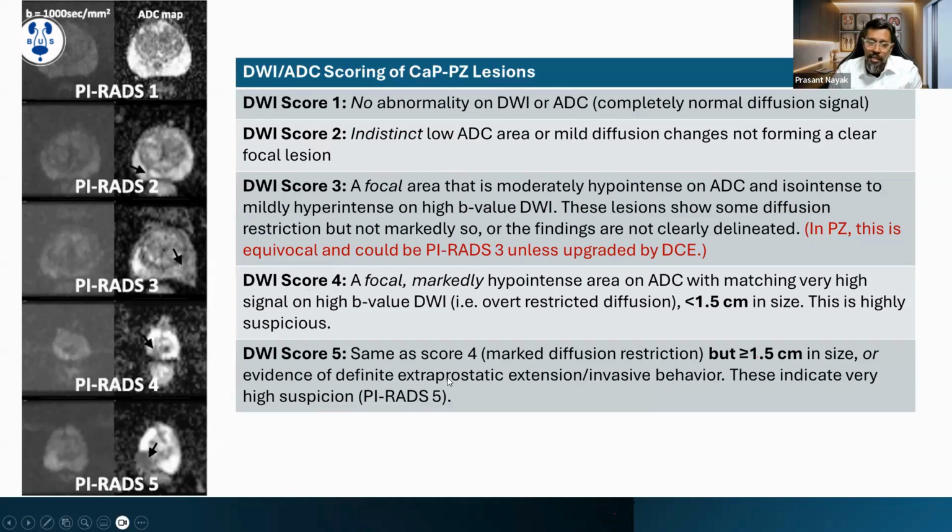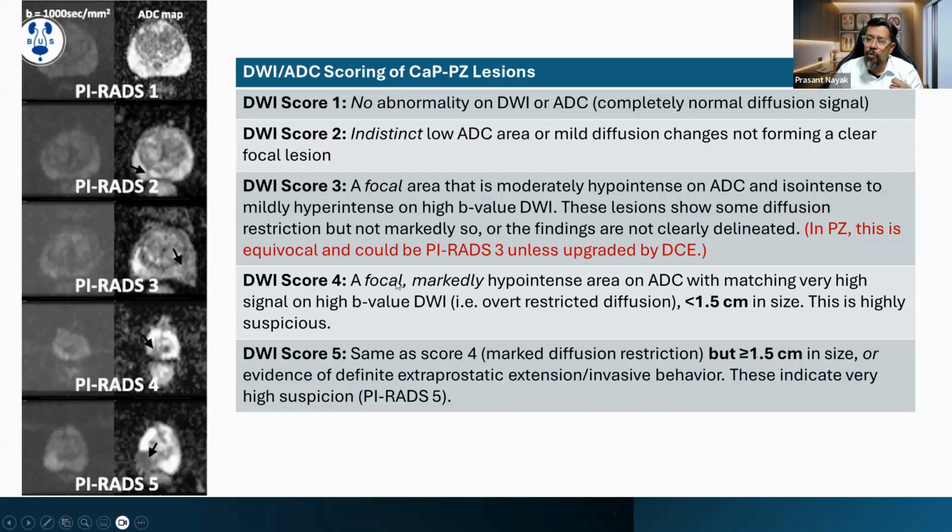The same thing here, you can see a large area. On an ADC, it appears dark. As I said, ADC D is dark. So you are seeing a dark area going beyond the capsule of the prostate, spreading beyond, and similar corresponding hyperintensity is seen on the DWI. That is nothing but a DWI score 5 or a PI-RADS 5 lesion. I think it is clear now what is the logic behind 1, 2, 3, 4, 5.